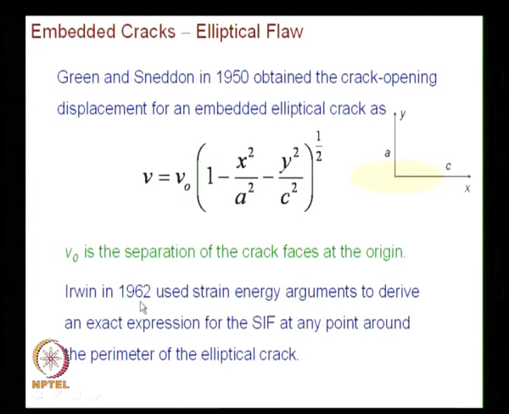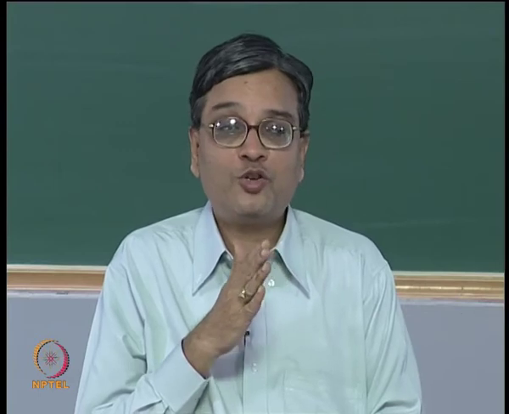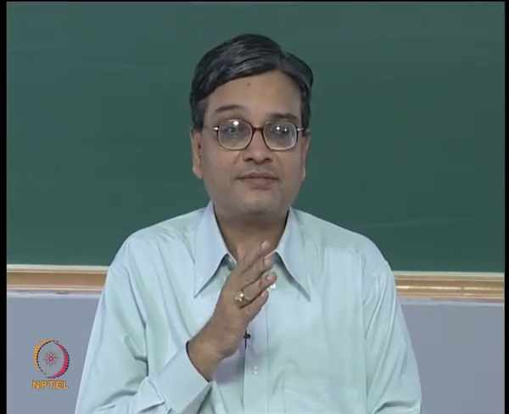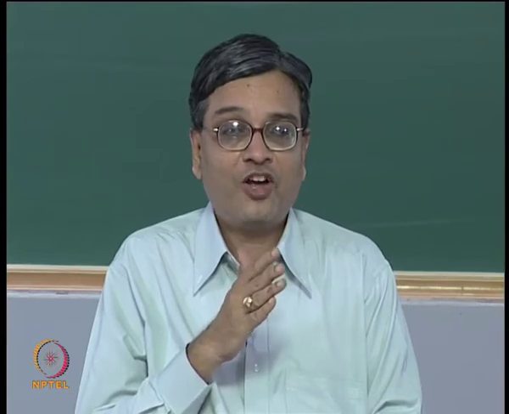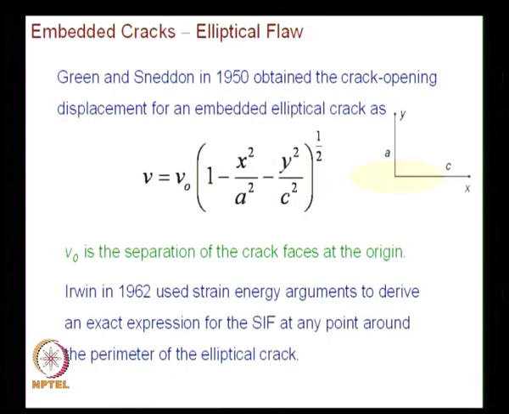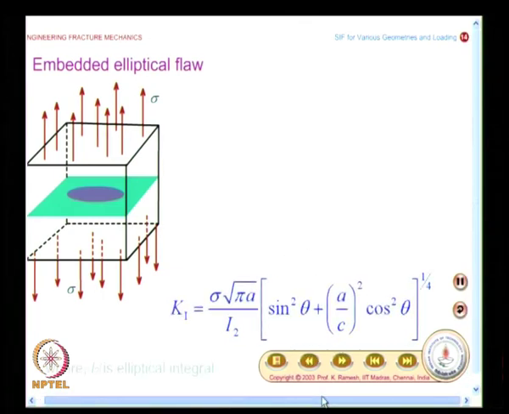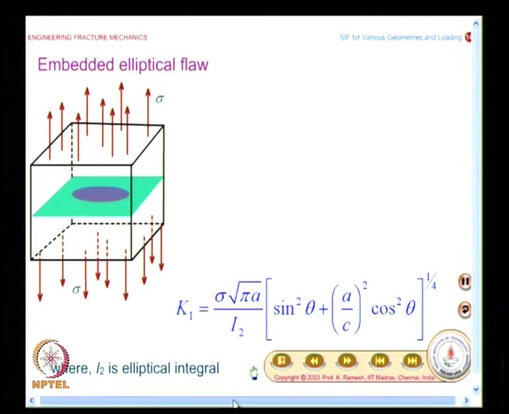Irwin in 1962 used strain energy arguments to derive an exact expression for the stress intensity factor at any point around the perimeter of the elliptical crack. And the moment you look at the solution, you will find the solution is very complex. It is not simple. In the circular flaw, the stress intensity factor remained constant. On the other hand, the first observation is he determined the stress intensity factor at any point around the perimeter of the elliptical crack. And the stress intensity factor expression is obtained as shown here.